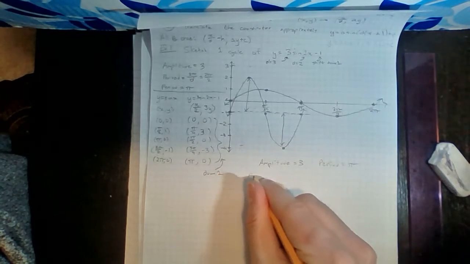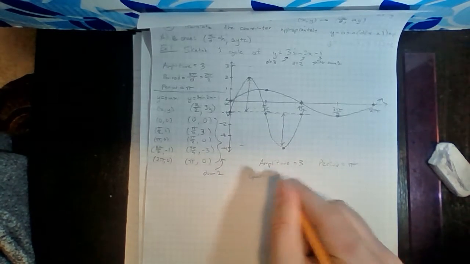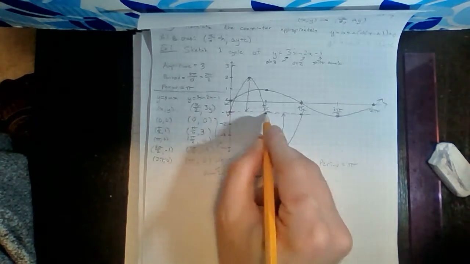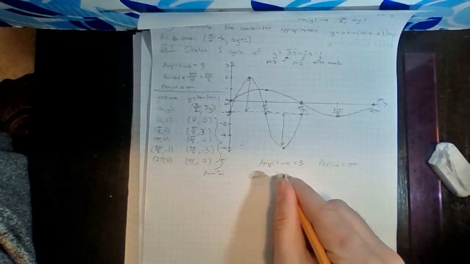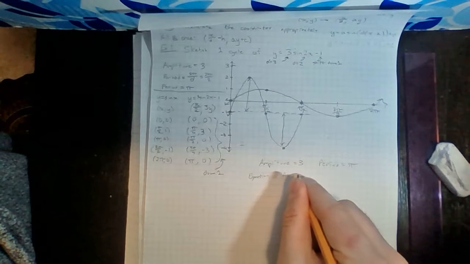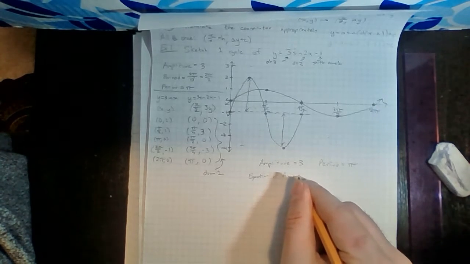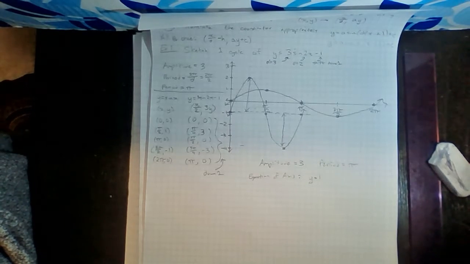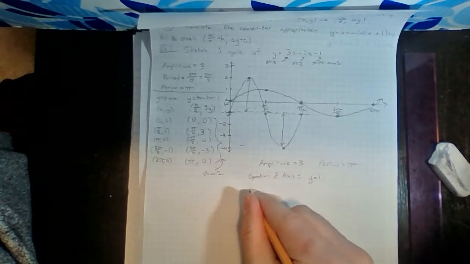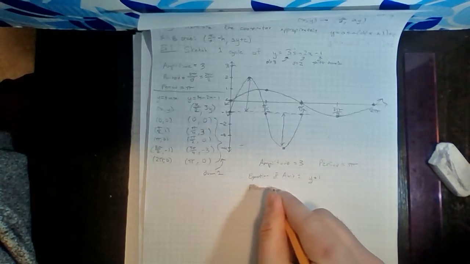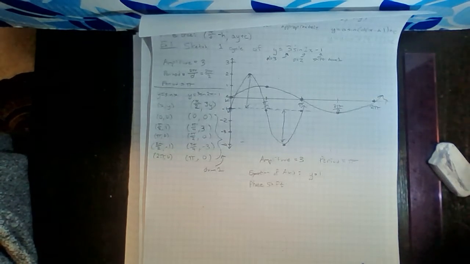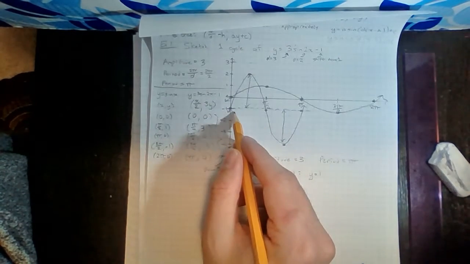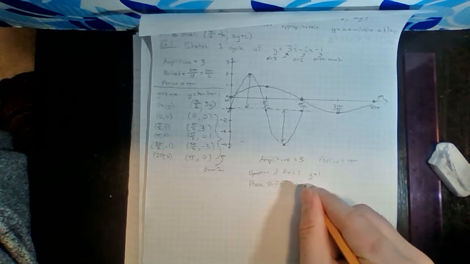Equation of the axis of symmetry. So that very middle point where we get all the most key points. Equation of the axis is y equals 1. Phase shift. So phase shift, again, this is from the last lesson. Phase shift is how much we're shifting left and right. We had no horizontal translation, so we have no phase shift.